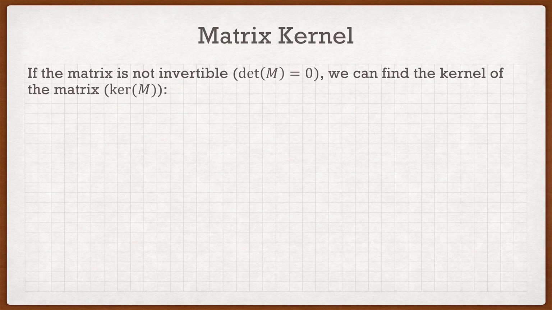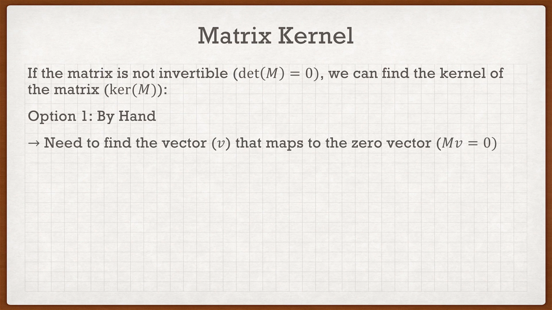So finally, we look at the other case where the matrix is not invertible. So if we did part A of the question and we found out that the determinant of M is equal to 0, we say that the matrix is not invertible, and as such, we can find the kernel of the matrix, or KER of M. So this one's also kind of a little more abstract to solve by hand. So what we need to do is find a vector V that maps to the 0 vector. So in essence, we have M times V is equal to the 0 vector.